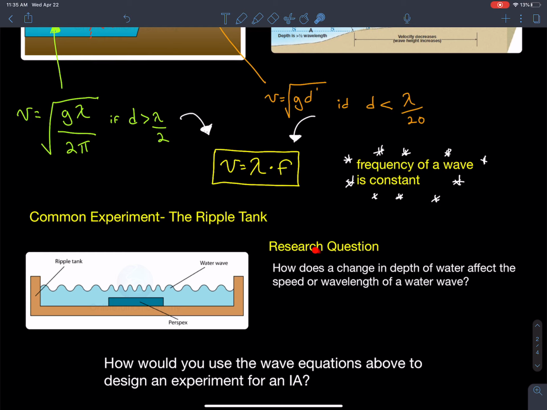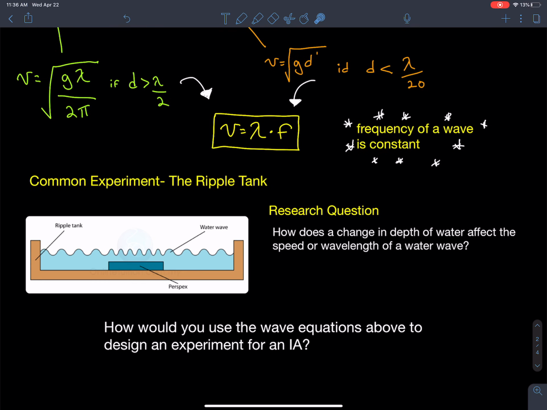So a common research question would be, how does a change in the depth of water affect the speed or wavelength of a water wave. You can probably go back to here and try to see if you can affect other things, and do some research. Is it just the depth, or are there other things such as density? I'm not sure, you'd have to do some research for that. So, very common IA. So how would you go about designing an experiment at home to get done during this time while you're sitting at home, to use the wave equations to create an IA around that research question?